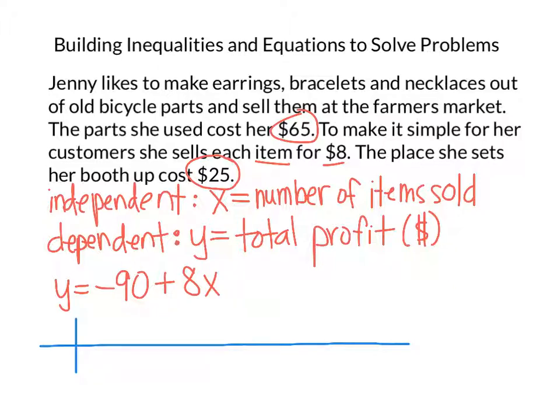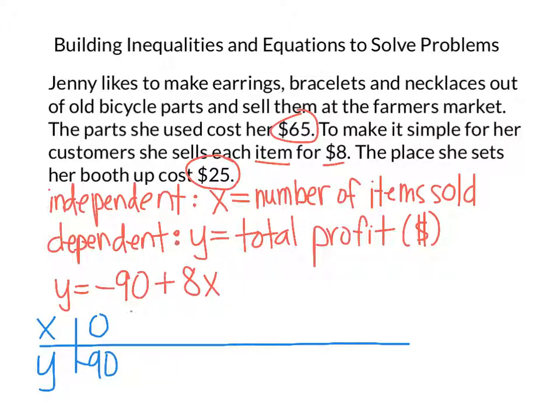So now let's make a table of values that represents this situation. So our x, of course, is going to be the number of items. The y is going to be the total profit. And just doing some quick mental math, if she sells 11 items, you can tell that's going to be $88, so she's really close to breaking even. So let's put down some items. First of all, of course, let's start out with 0. If she sells 0 items, of course, she's in the hole 90.